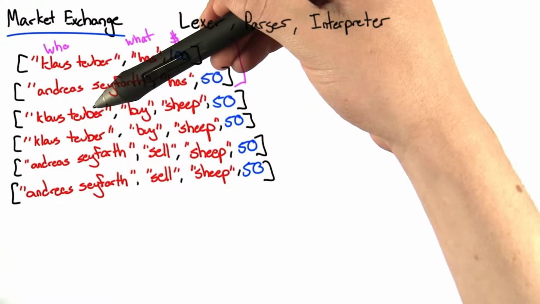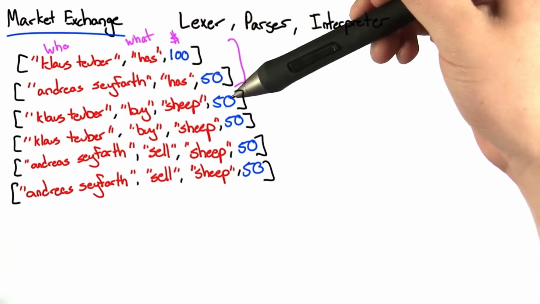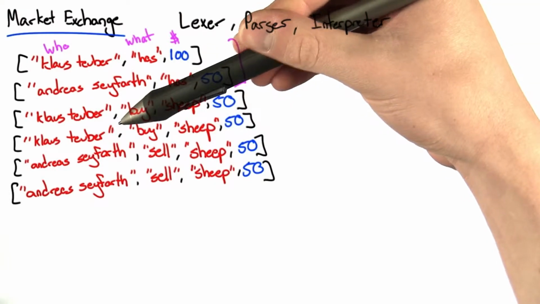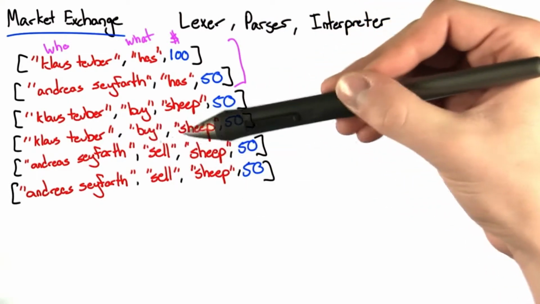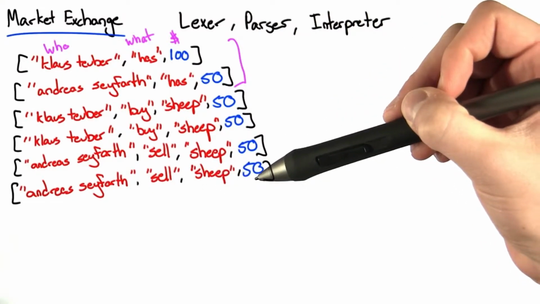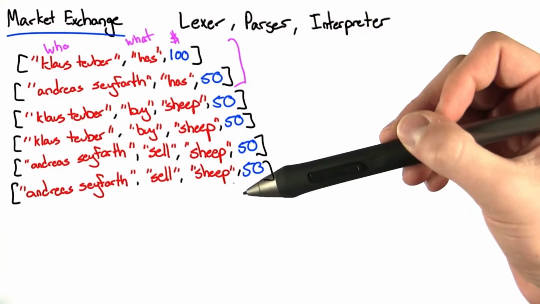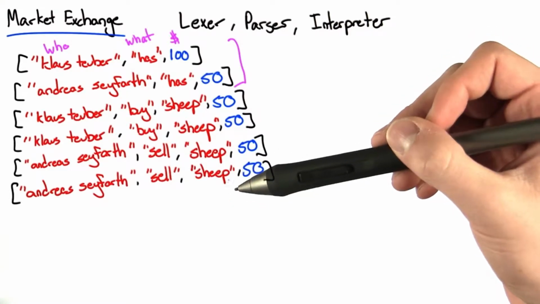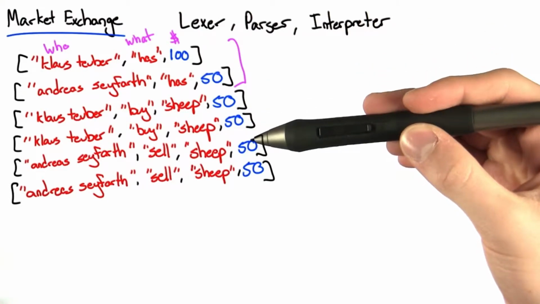Down here, we're saying Claus wants to buy a sheep for 50. He also wants to buy another sheep for 50. You can have more than one. Andreas wants to sell a sheep for 50, and he wants to sell another sheep for 50. So Claus wants to buy 2 sheep, each for 50. Andreas wants to sell 2 sheep, each for 50. We should probably be able to make a deal here. Note that after the has elements, the buys and sells can be in any order.